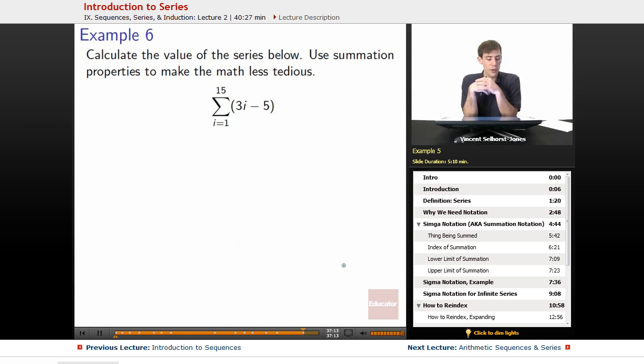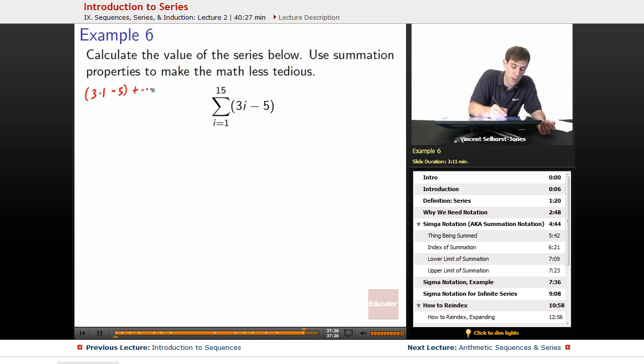All right, final example: calculate the value of the series below. Use summation properties to make the math less tedious. So we could just do this by hand, right? We could go, all right, we've got 3 times 1 minus 5, plus and so on, all the way up to 3 times 15 minus 5.